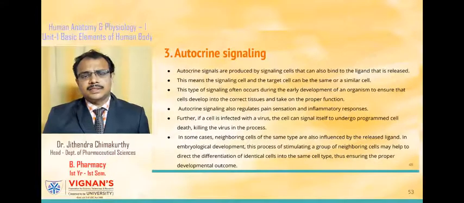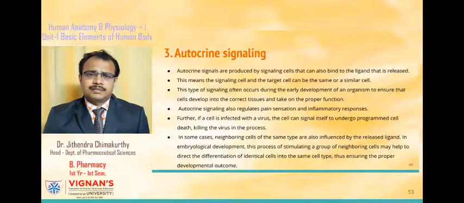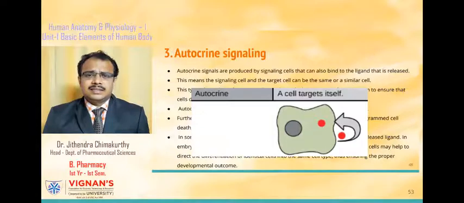The other type of signaling is autocrine signaling. As the name itself suggests, autocrine means self. So here, the signal released by a cell will act on the receptor present on the same cell, and it binds and influences the activity of the same cell. Or this released signal will act on adjacent cells of the same kind to produce the effects.